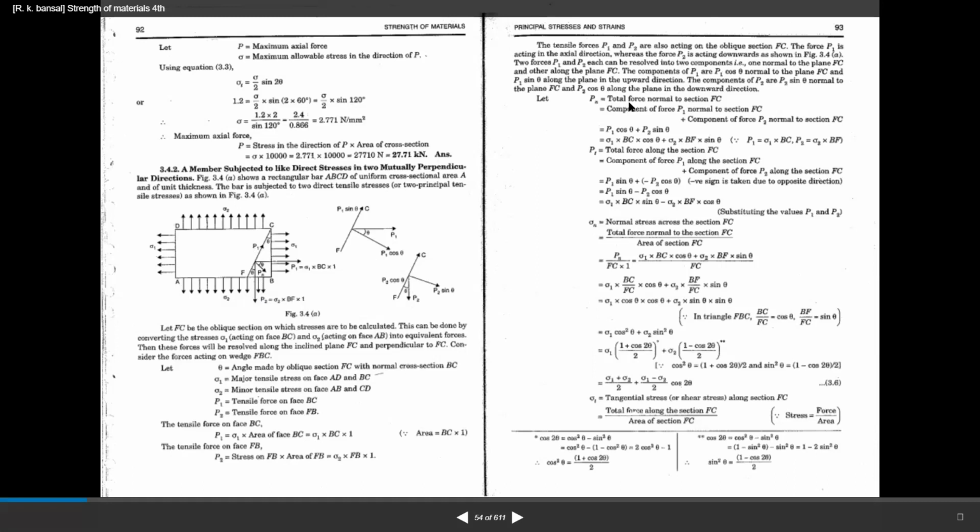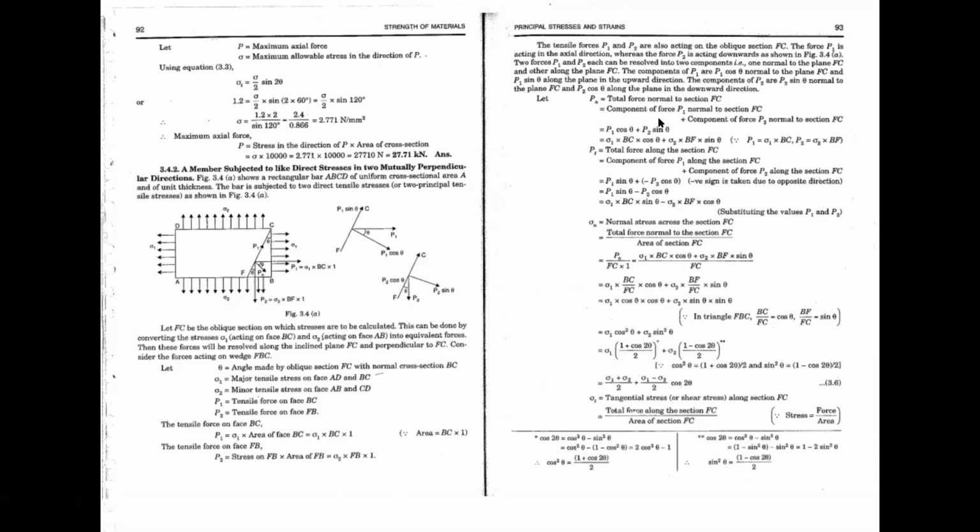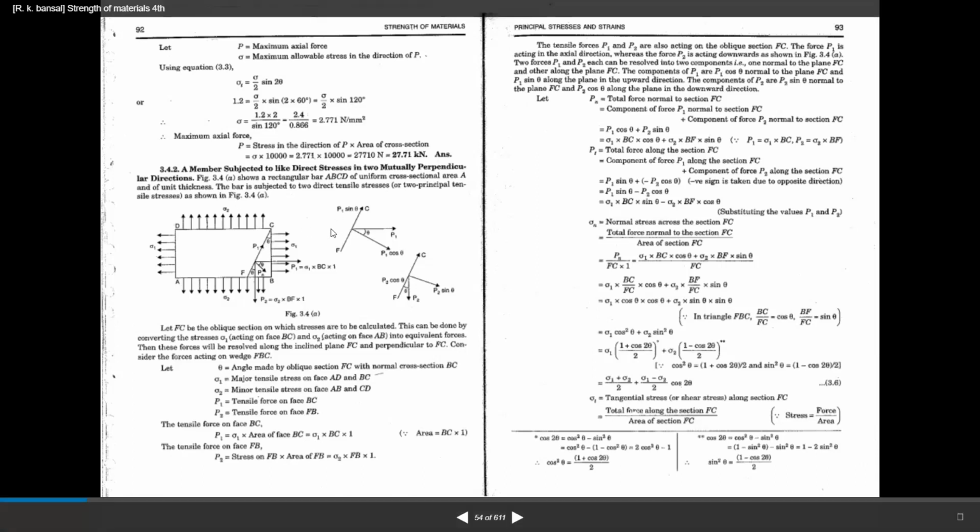Next, Pn equals the total force normal to section FC: the component of force P1 normal to section FC plus the component of force P2 normal to section FC. Normal conditions are taken into account. P1 cos theta plus P2 sin theta equals sigma 1 into BC into cos theta plus sigma 2 into BF into sin theta, where P1 equals sigma 1 into BC and P2 equals sigma 2 into BF.